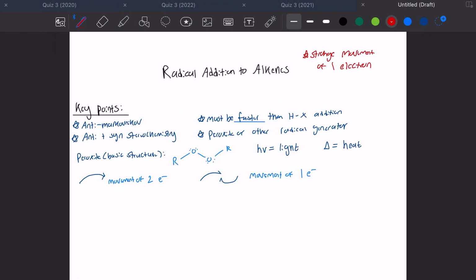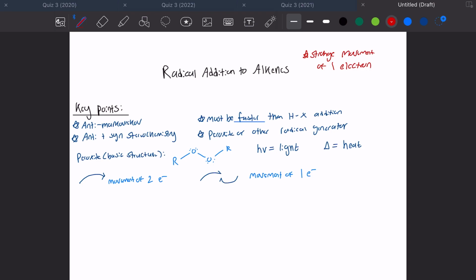Today I'll be covering the radical addition to alkenes. I like to think of this as a very strange concept that got thrown at us, just about movements of one electron. It's the way I like to think of this reaction. So I've written some key points to think about when we're doing radical additions to alkenes, that can help us start thinking about the problem and know what we're working with.